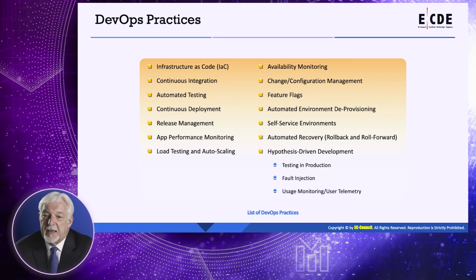Configuration management is certainly a piece of this. No matter how complex it gets, we still track changes in configuration. Management is accomplished with templates and things. You have feature flags and automated environment deprovisioning that can be supported with it. Self-service environments are very, very common in a DevOps practice. Automated recovery and rollback and roll forward are provided.